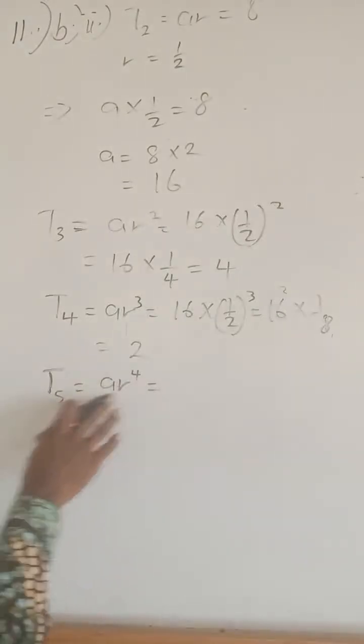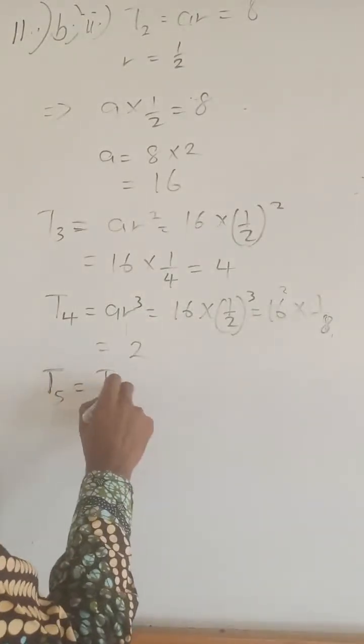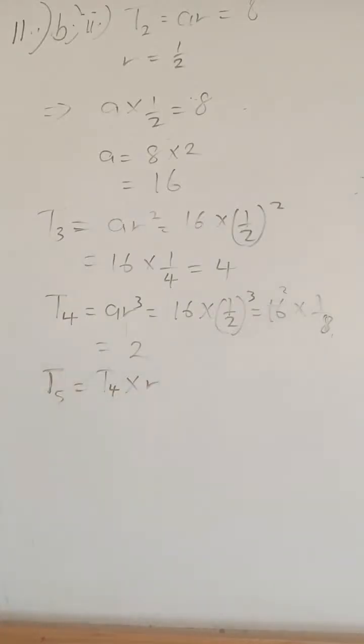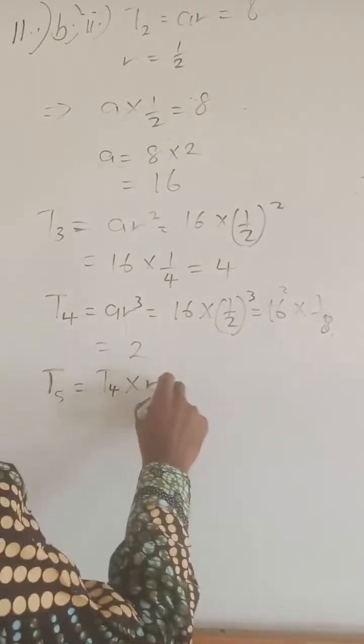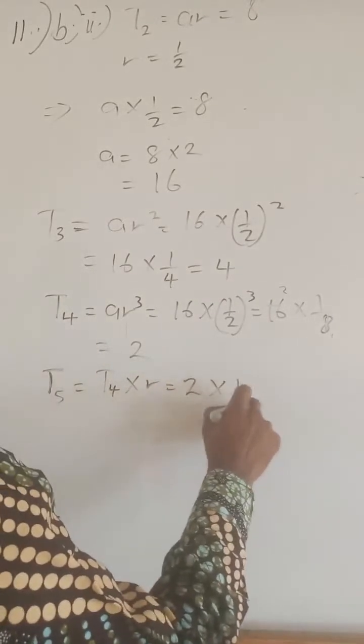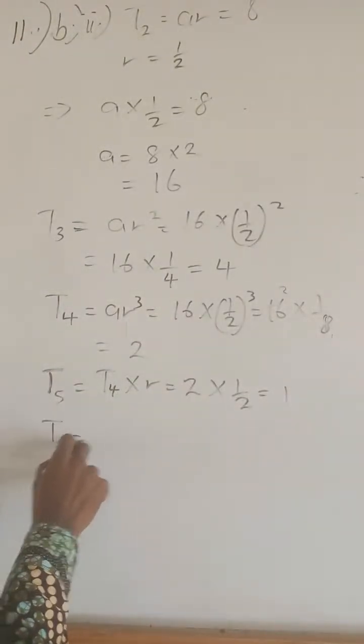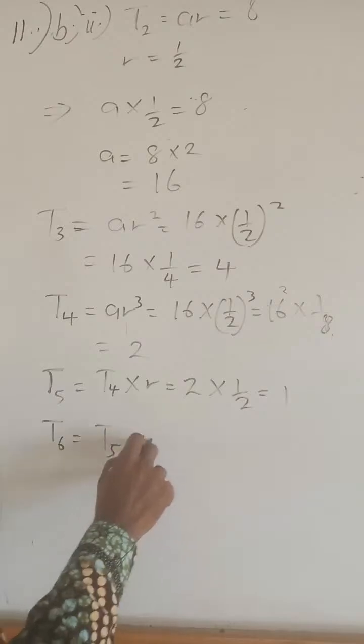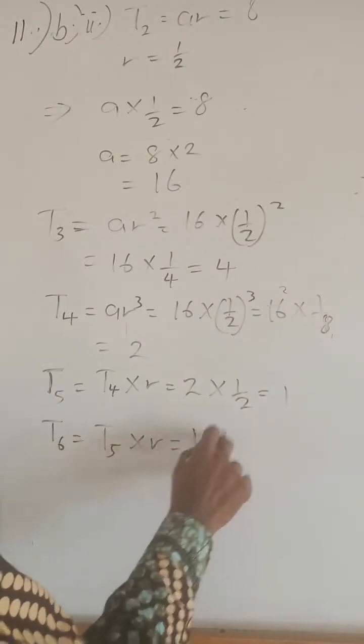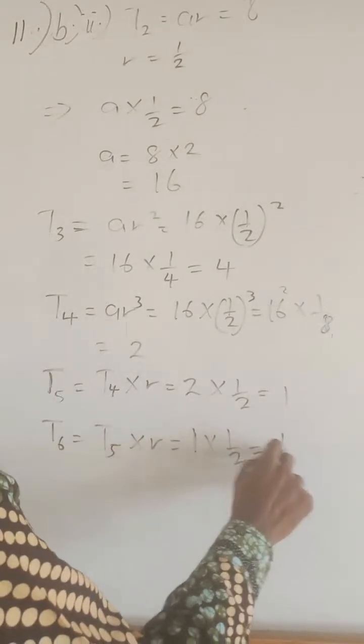Instead of using this, you can as well take the fourth term times the common ratio. Still the same thing. That's more like saying 2 times the common ratio, which gives 1. The sixth term, the same: you have the fifth term times the common ratio, which is 1 times 1 over 2. So that's faster.